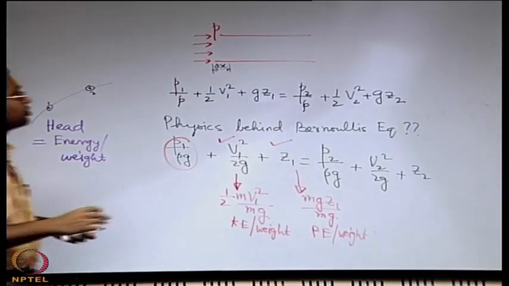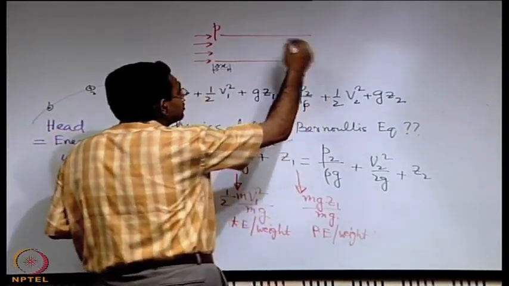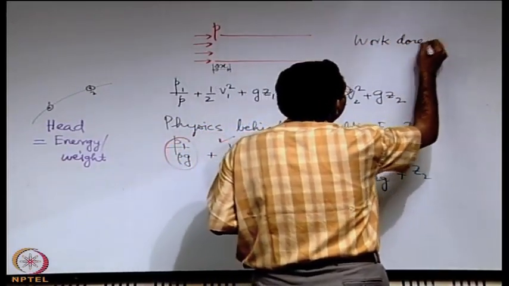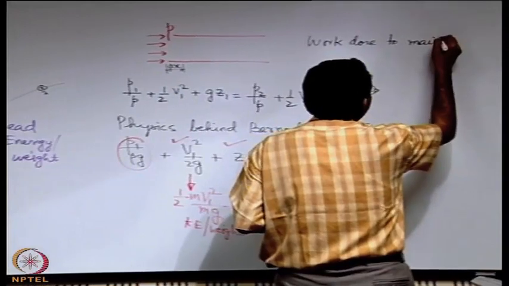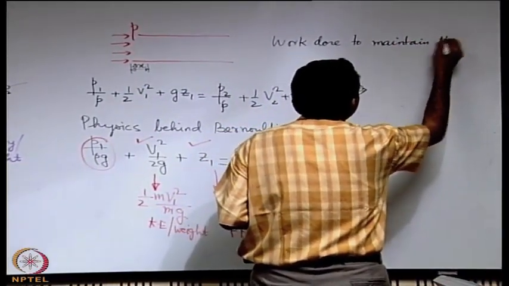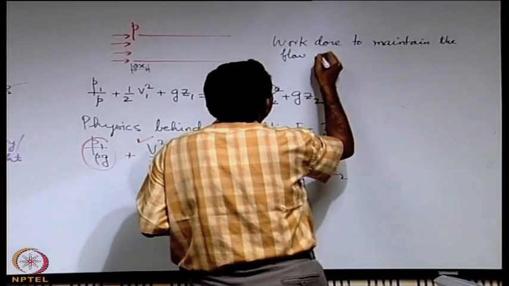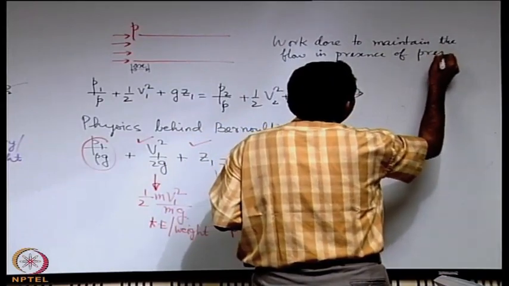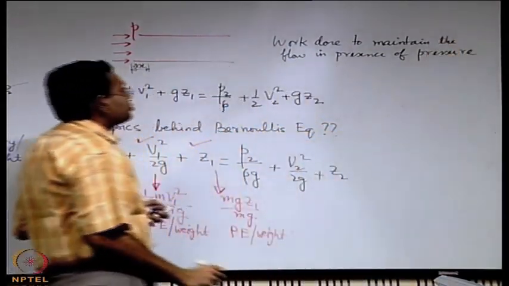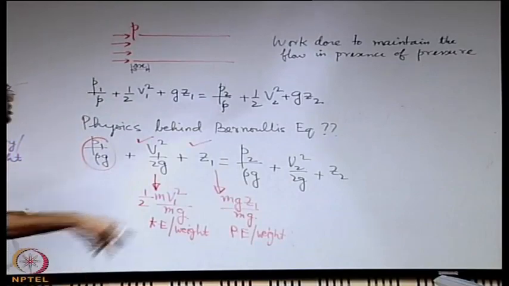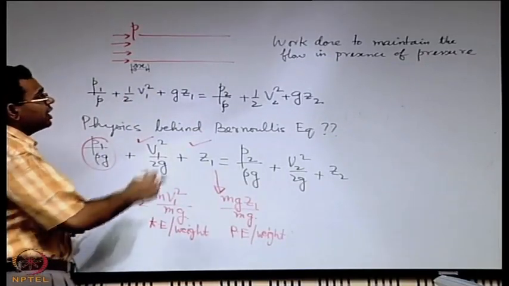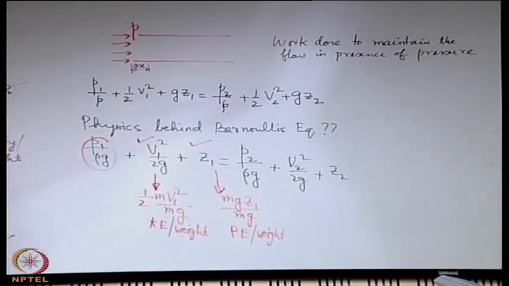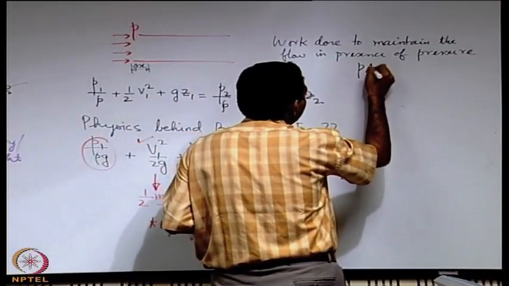The whole idea is based on the fact that we are interested in calculating the work done in presence of pressure. So if A is the area of cross section of the pipe, what is the work done to maintain the flow in presence of pressure? To find it out, we first consider a small displacement. Because of the presence of this pressure P, the work done is P into A into delta x.